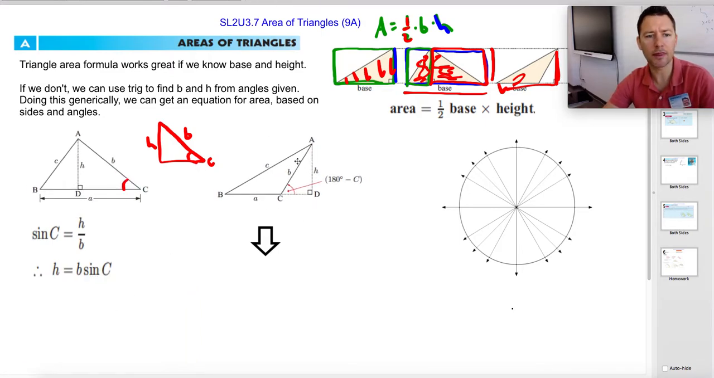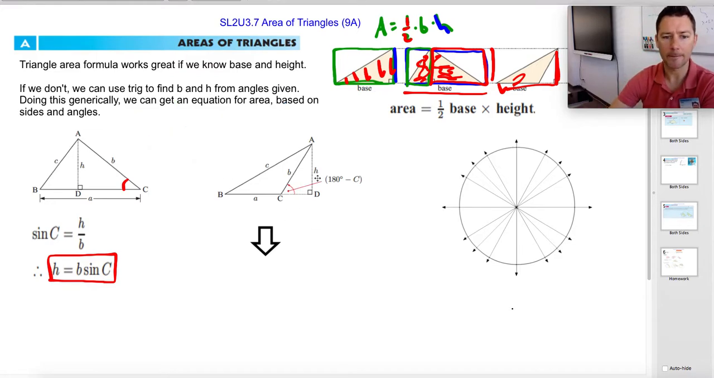I want to show that this is an expression for H. Just B sine of C always works for H. So let's do it with a messed up triangle like this, with the height outside. We still want to show that the height is B sine of C. So if this angle is C, then this angle on the other side, because this is a straight line and this is a ray, will be 180 minus C.